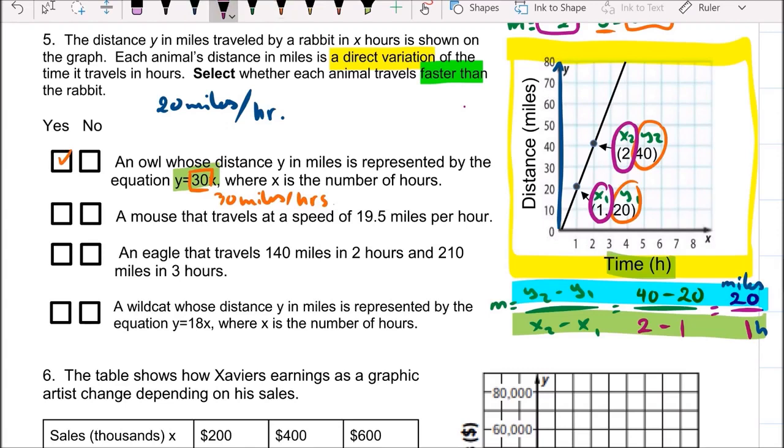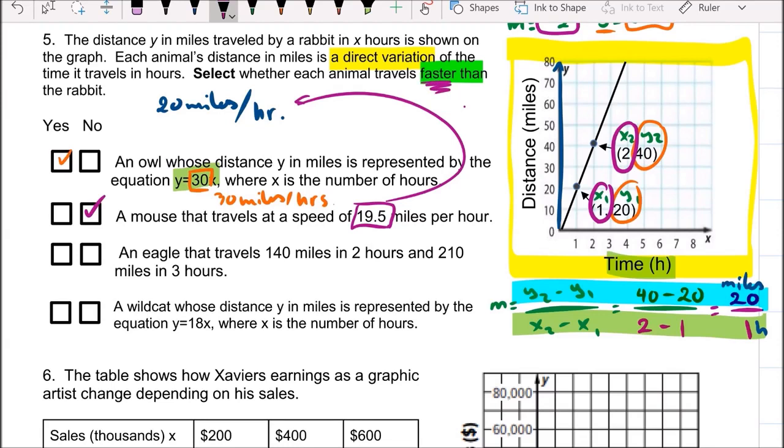Okay, second part. A mouse that travels at the speed of 19.5 miles per hour. So 19.5 compared to our answer of 20 miles per hour, it's going to be slower. So the answer is no, because the question was, is it faster? It's not faster. So the answer is no.